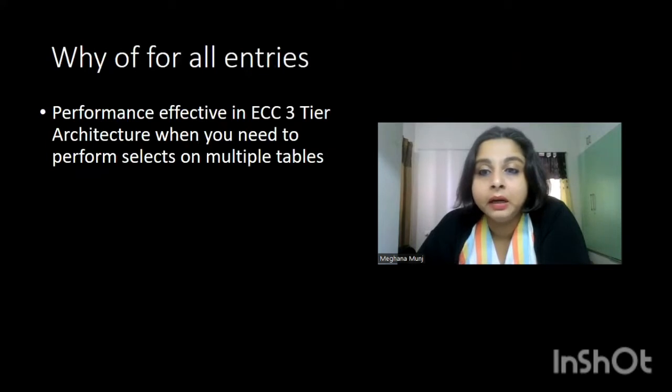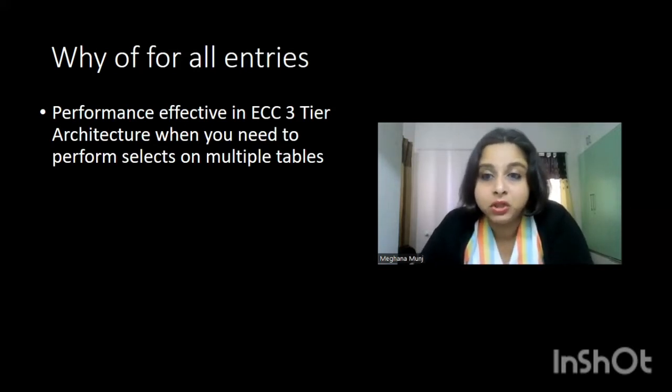Earlier, the SAP product was on ECC, which is ECC 3 or ECC 6, and it used three-tier architecture. Because there were performance issues while fetching a huge amount of data in the ECC three-tier architecture, SAP recommended using FOR ALL ENTRIES instead of having joins on multiple tables.